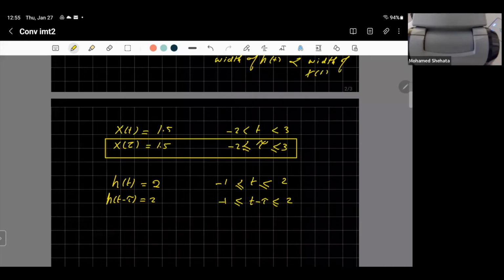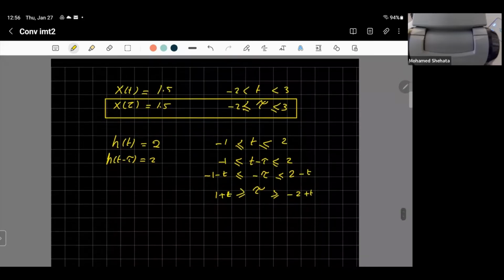But you want to make the interval only for tau. So you add -t to everything. If you add -t, it cancels, and you have only -tau. You add -t to both sides, so -1 minus t, 2 minus t. You know what I did? I added -t to each term, to cancel this t in t minus tau. But I want the interval only tau, not -tau. Multiply by -1. When you multiply by -1, you flip the sign of the inequality. So you got -2 plus t and 1 plus t. So you can write it in a nice way.